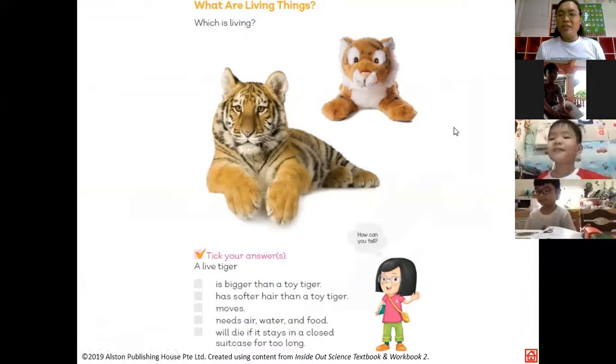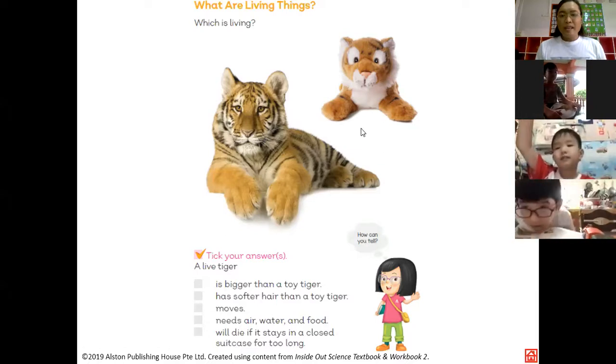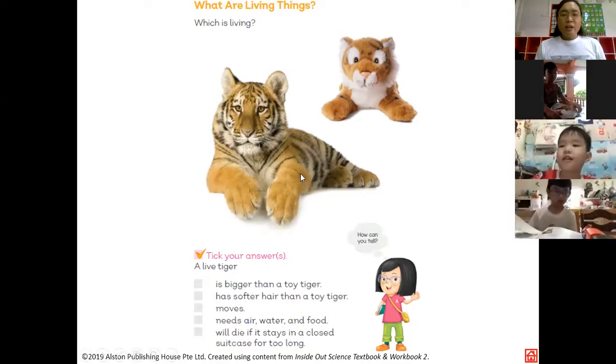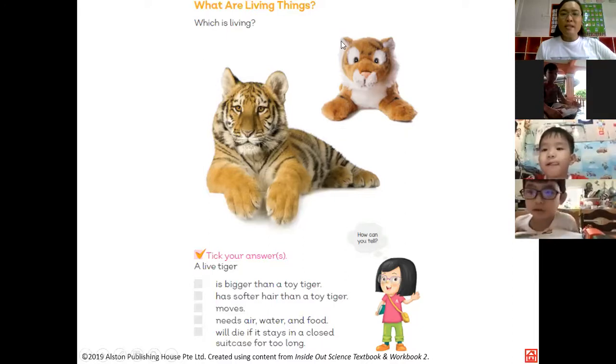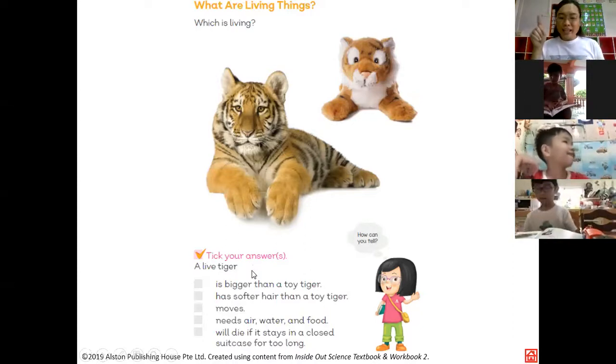Okay, Otto, turn on your microphone, please. The tiger, yes, the tiger cub. So cub is a baby tiger. Okay, so the living thing is this one, follow the arrow. And what about this one? Is it living or non-living? Non-living, okay. So here, all we have to do is to tick.